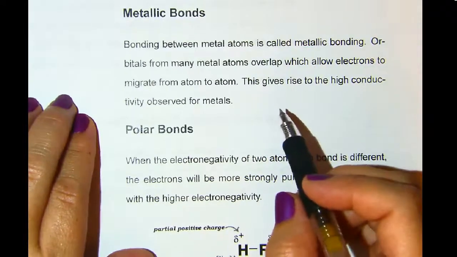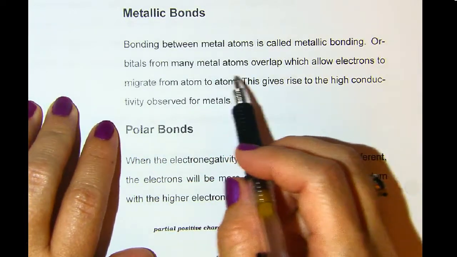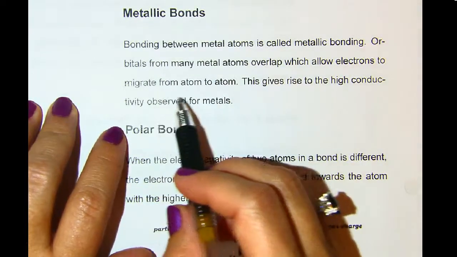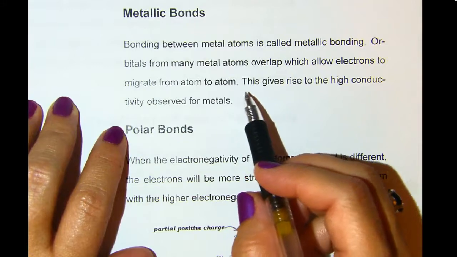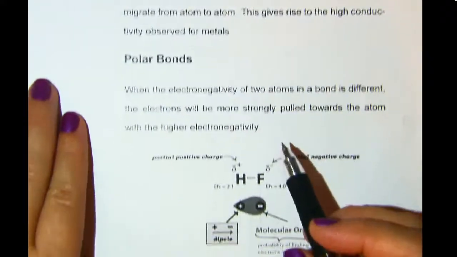Metallic bonds. Bonding between metal atoms is called metallic bonding. Orbitals from many metal atoms overlap, which allows electrons to migrate from one atom to another atom. This gives rise to the high conductivity observed for metals.